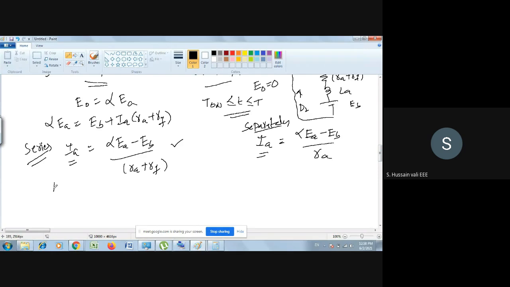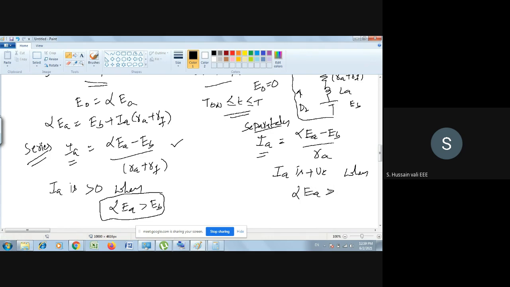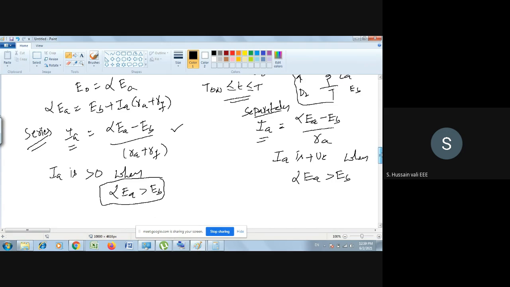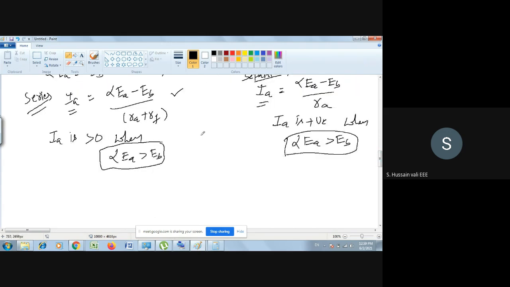Now IA is positive, IA greater than 0, when alpha EA is greater than EB. I can say like this, and here also the same thing. When IA is positive, alpha EA is greater than EB. Yes, this is the condition. So can I say IA positive is nothing but motoring? It is motoring. For IA positive, IA flows from source to the load. So what is the condition? Alpha EA greater than EB.